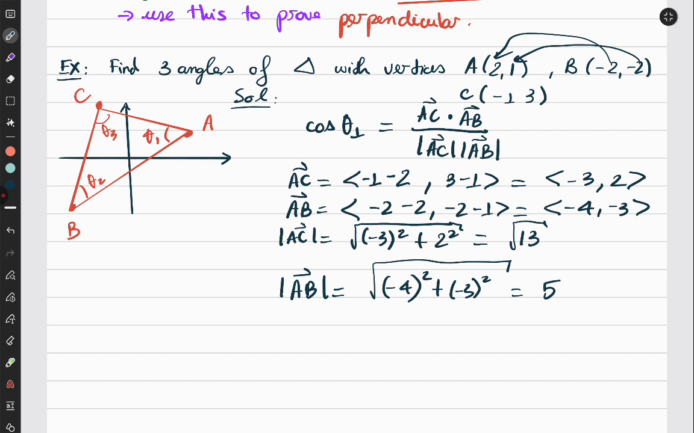Before we plug in here, we need to find the numerator. The denominator is just this times this, right? The numerator is this vector times this vector. That means this vector times this vector. Okay, so let's do that.